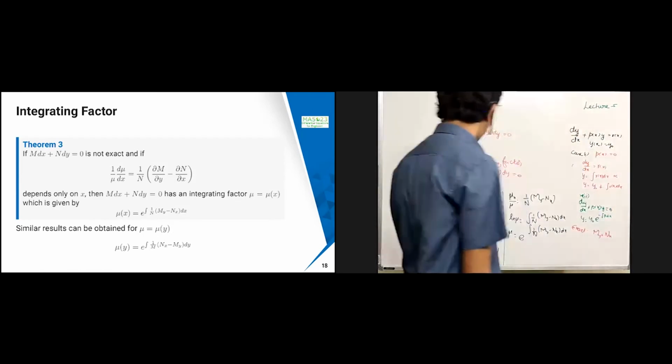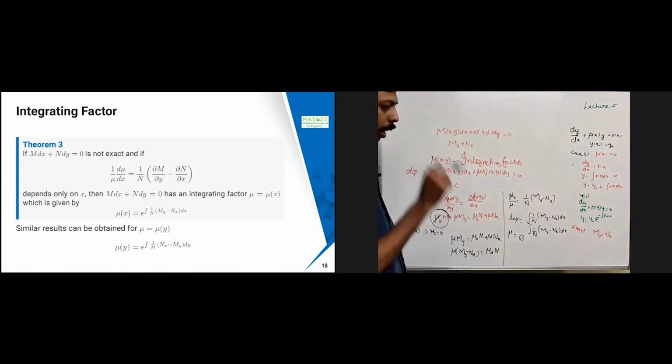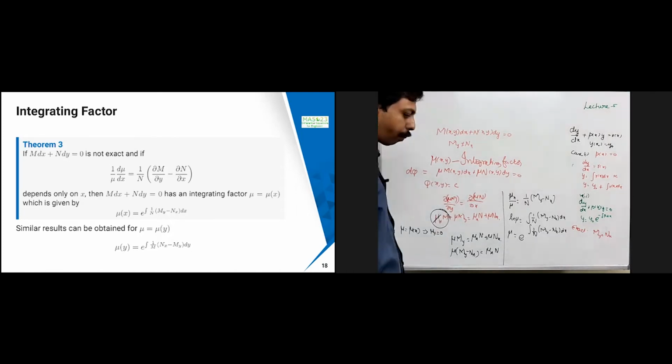So if you have that, if nu is a function of x alone, then your new integrating factor is going to be e power integral of 1 by n into (my minus nx) dx.